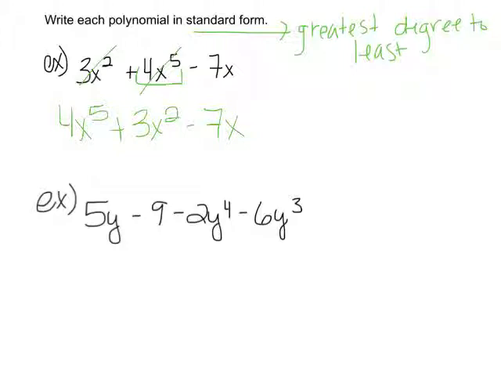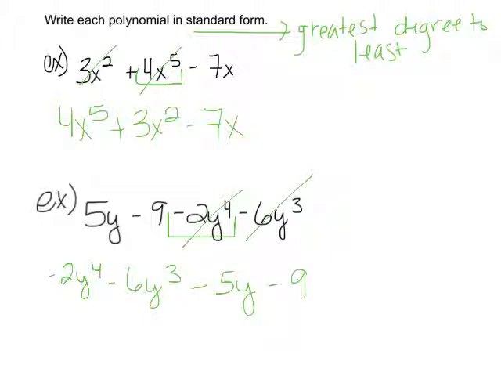So my highest degree is this negative 2y to the fourth. So I have negative 2y to the fourth. I'm going to cross that one off. And then I look for my next highest degree, and I have a minus 6y cubed. And then I'm left with the 5y, and then the negative 9. And that's a positive 5y, so I'm going to have plus 5y. And if you start to notice, the constants are always the last term when writing a polynomial in standard form.